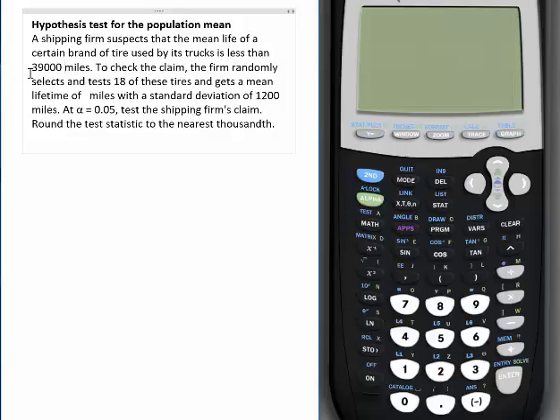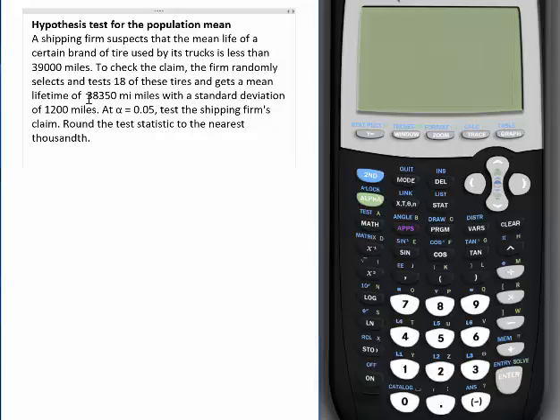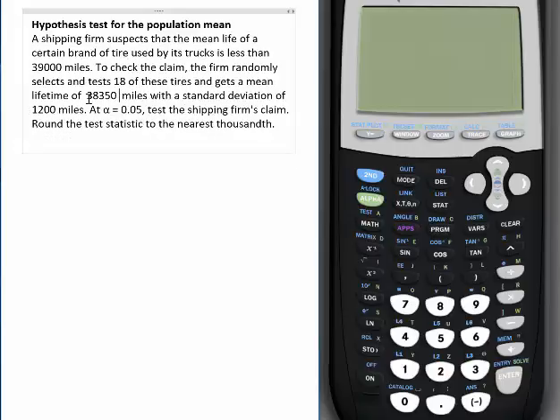To check the claim, the firm randomly selects and tests 18 of these tires and gets a mean lifetime of 38,350 miles with a standard deviation of 1,200 miles. At alpha equals 0.05, test the shipping firm's claim. Round the test statistic to the nearest thousandth.